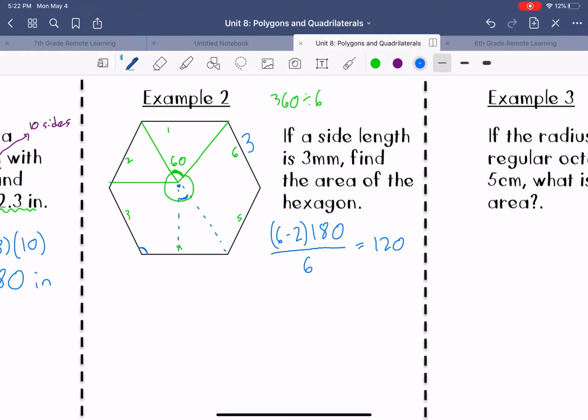We're going to use both of those strategies tomorrow to find some angle measures that we're going to need. Okay, so that's something to keep in mind.